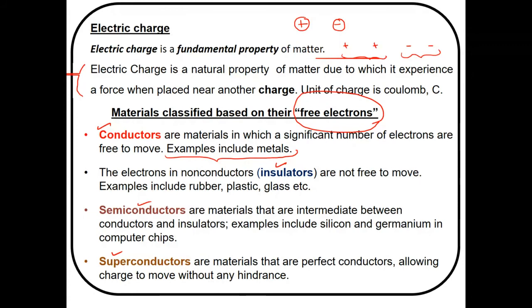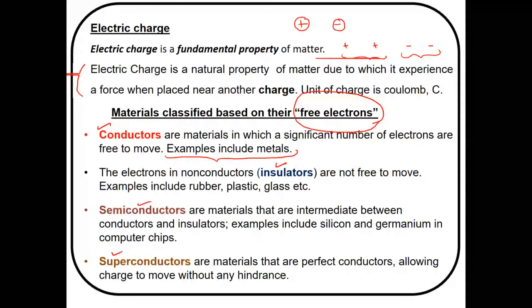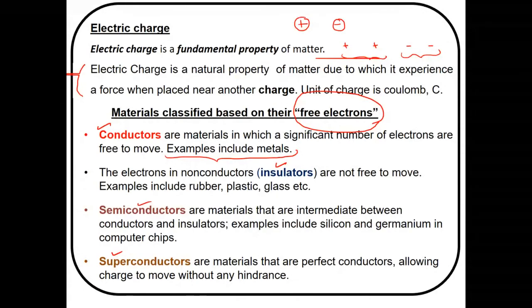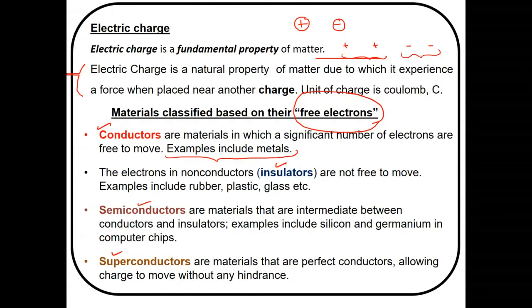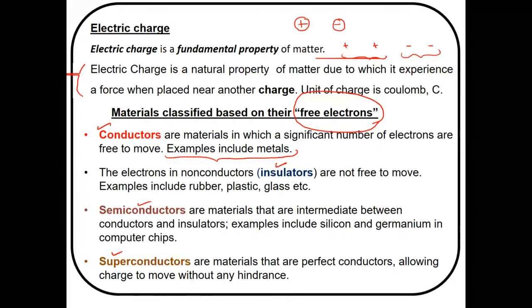We already studied these things in chapter 18. Am I right? Why do conductors easily conduct the electron, my dear? They easily conduct heat and electricity because of the free electrons.